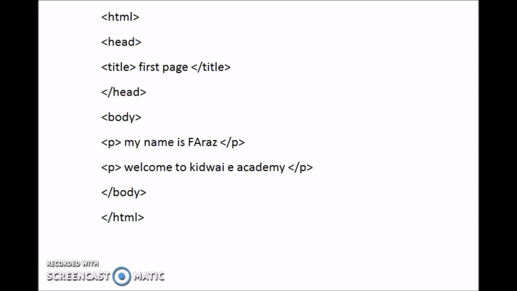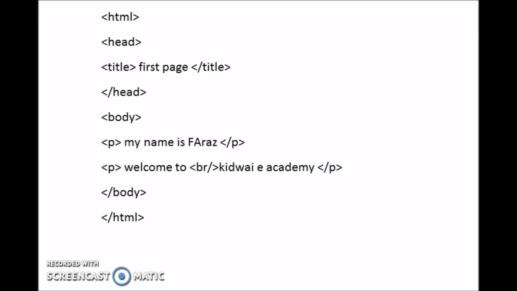Now what if you need to change or break a line? So we use a BR tag, like this, between the line where we want to break it. For example, I want to break the line welcome to KIDWAI Academy, so I simply type BR, and we don't have to close and open this tag. We just have to put a slash sign over here, and we close this tag. So now when I run this, KIDWAI Academy will come down.